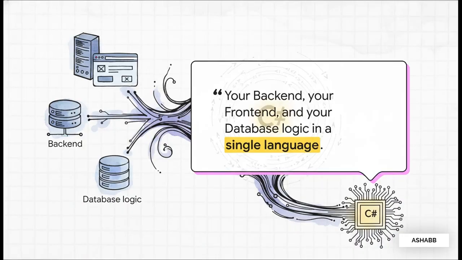So what does it actually mean for your day-to-day work? It means your backend API, your front-end UI, and yeah, even your data validation logic, it can all be written in C#. One language, one set of data models to rule them all. That right there is the absolute core of what makes Blazor so powerful.